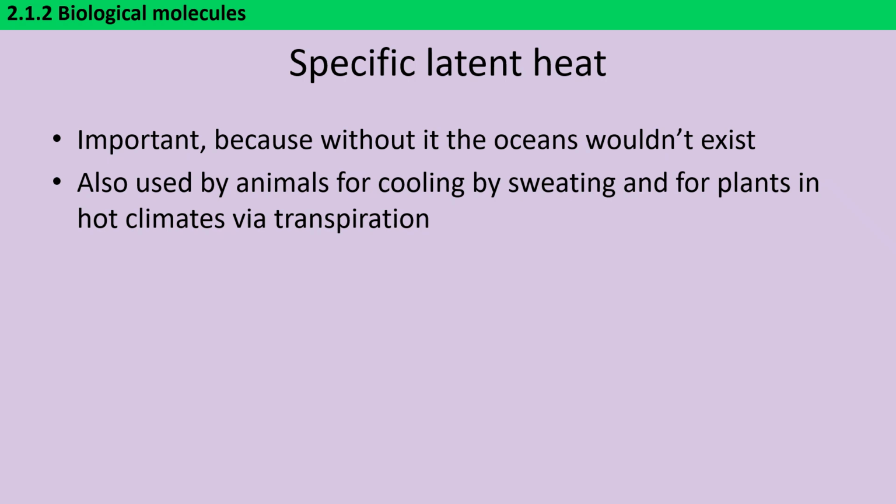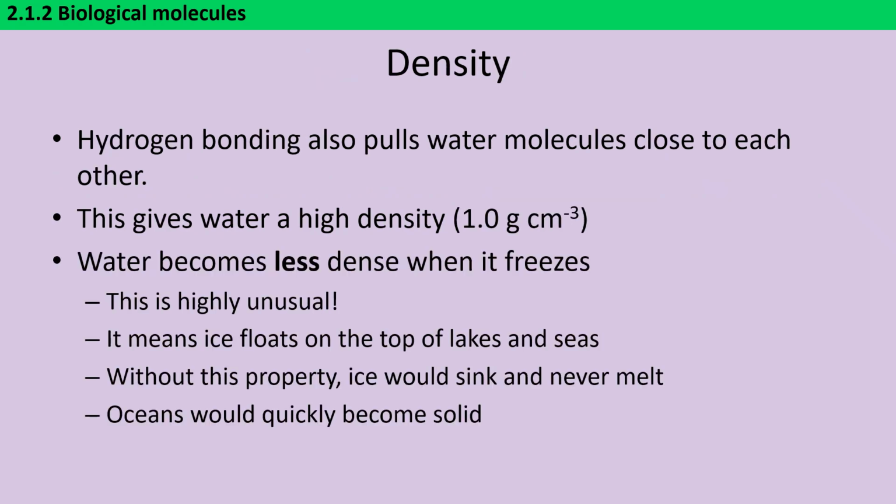The same hydrogen bonding that gives water a high specific heat capacity and a high specific latent heat also pulls the water molecules closer to each other, and this leads water to have a slightly higher density than we would expect, of 1 gram per centimetre cubed. When water freezes, the molecules become arranged in a more regular pattern, and this means that the water becomes less dense, which is incredibly unusual. This means that when ice forms, it floats on the top of water, therefore insulating the water underneath it.